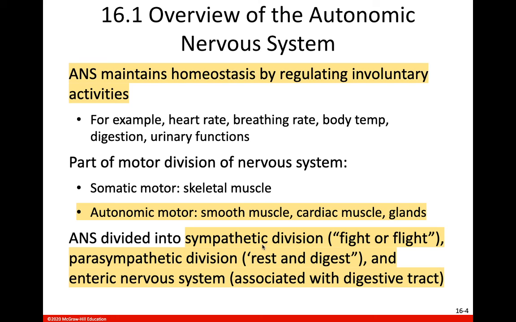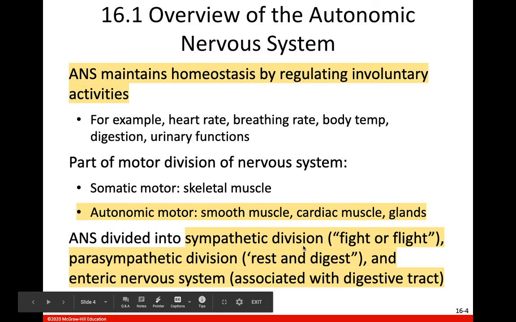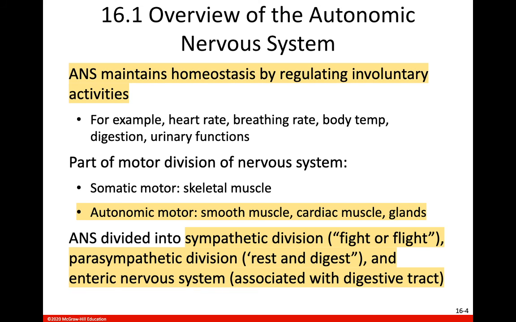And as we said previously, the sympathetic division of that autonomic, ANS here is autonomic nervous system, the sympathetic division is concerned with that fight or flight response, and the parasympathetic division is concerned with the rest and digest response. We probably will also briefly talk about the enteric nervous system, which is also considered to be a third division of that autonomic nervous system.